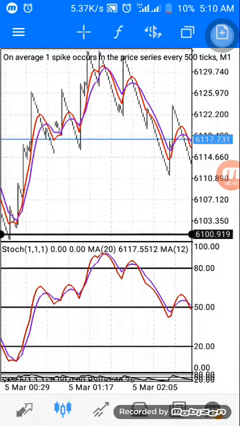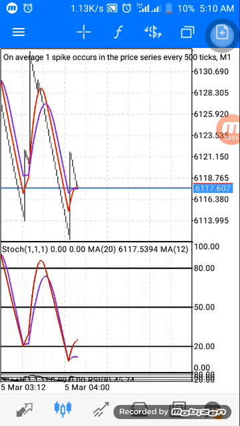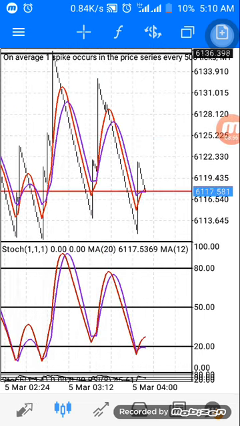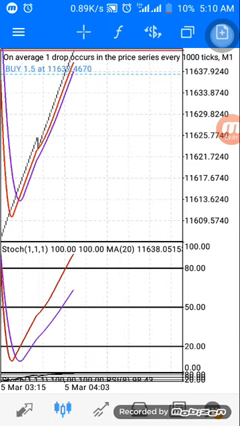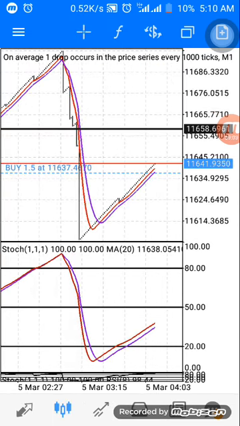All right, you see on that entry here, there is a cross above the level of 80. You should have taken your candles here and gone your way. Now let us check that other Crash 1000. All right, now here on Crash 1000, you see we entered the market live here. There's a cross below level 20. Look at that cross below level 20.